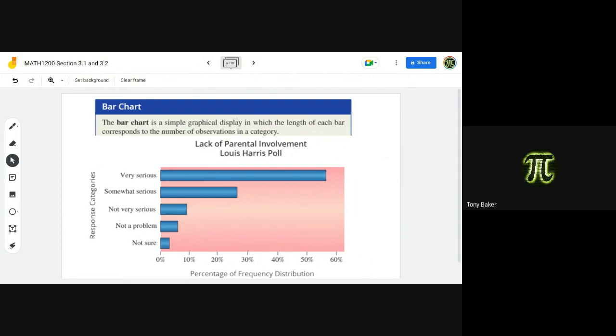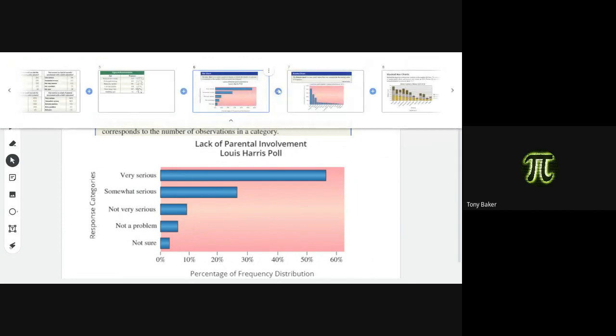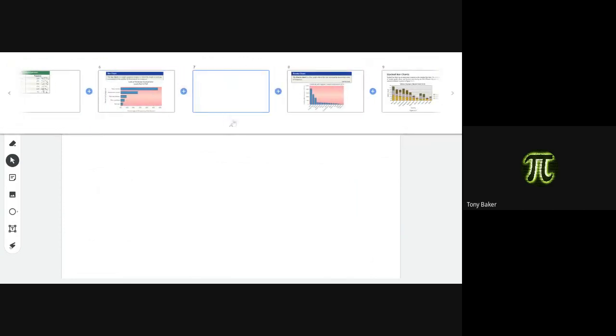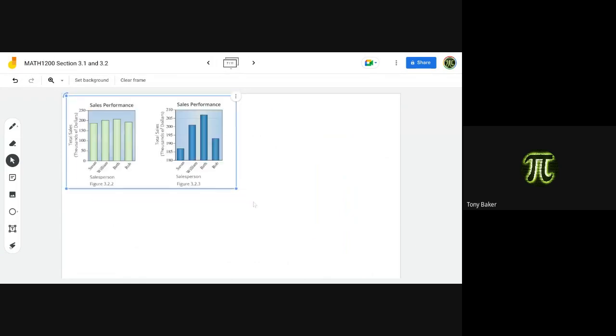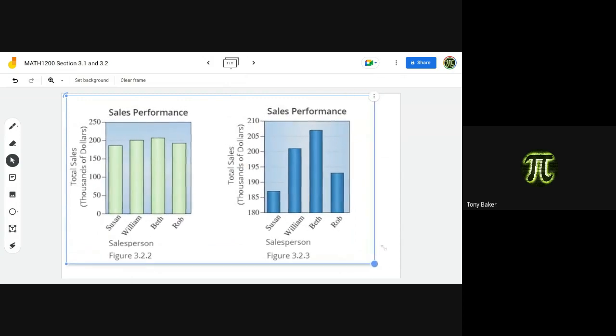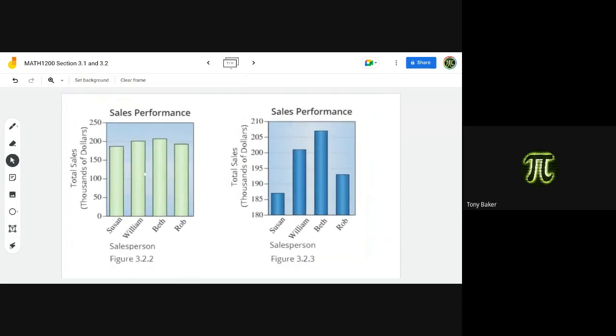So normally, here's a good example of two bar charts that show the exact same data. So this one starts off at 0, goes to 250. This one starts at 180, goes to 210. That's definitely a deceiving graph. It's designed to show a much different thing there.